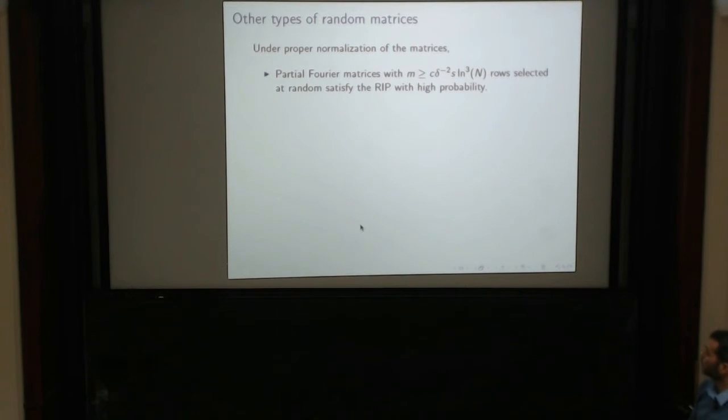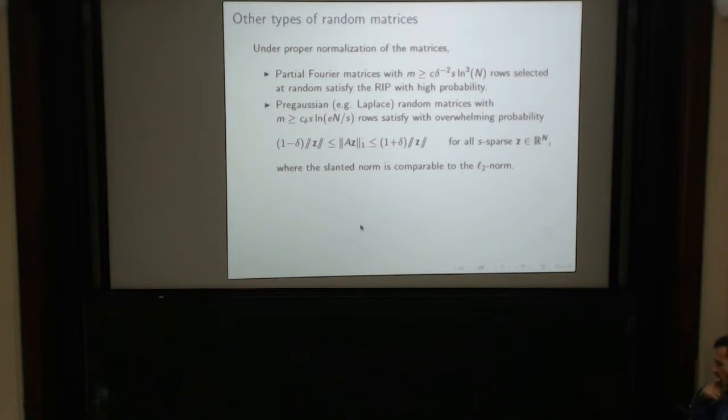But you get the same type of result. Those matrices also satisfy the RIP, and they're more important in practice because they have fast matrix-vector multiplication. So in the algorithm, it's actually important. They also appear in MRI, those kinds of measurements. So it's an important class of matrices.